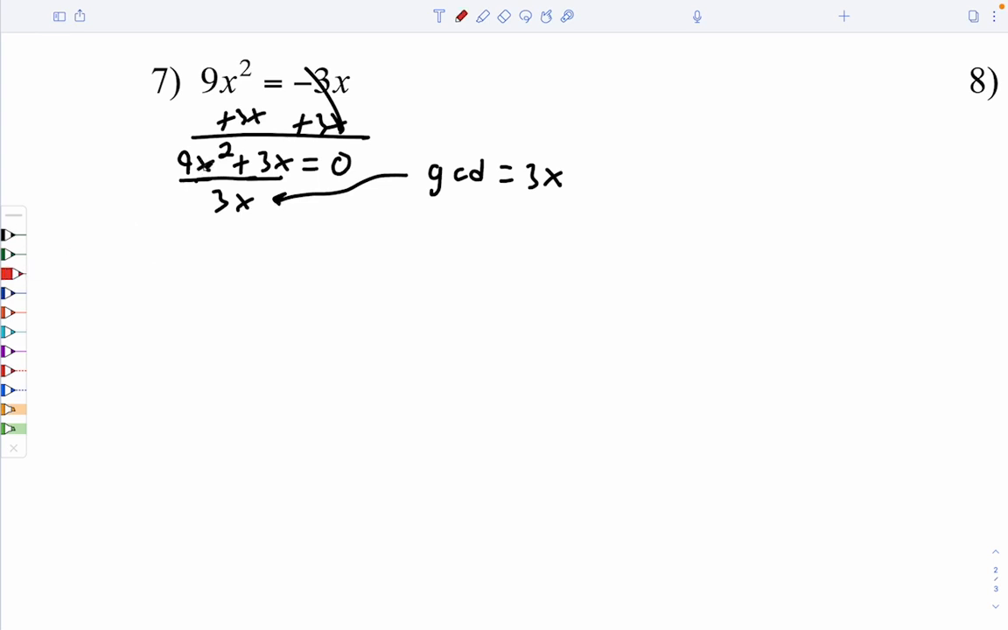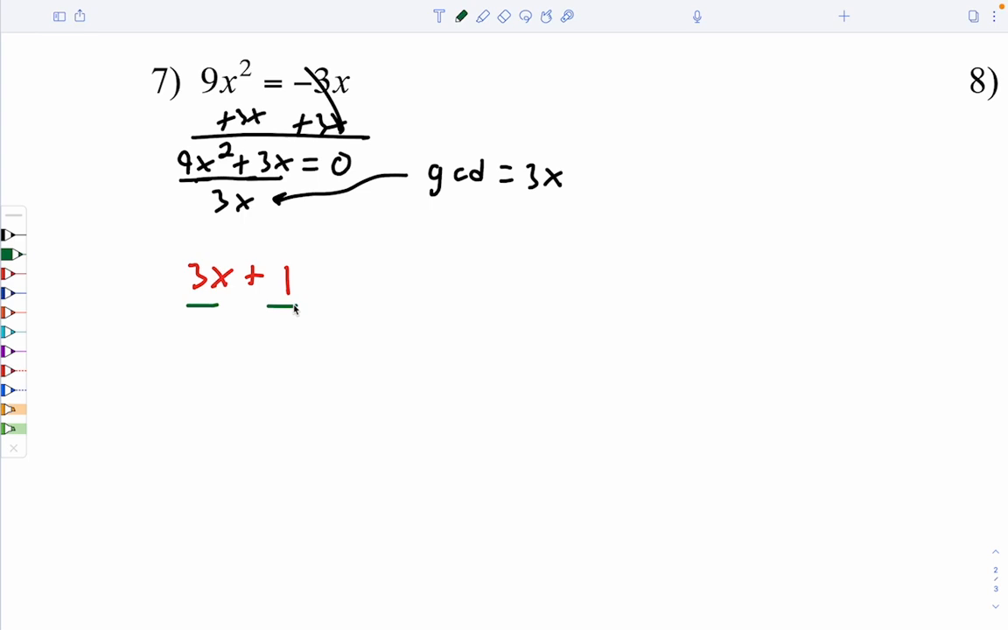Now 9x squared divided by 3x would make 3x. 9 divided by 3 makes 3. X squared, I have 2 x's. I divide one of them away. I've got 1x left. So 3x. And then plus 3x divided by 3x would be 1. 3 divided by 3 is 1. I have an x. I divide it away. No more x. So I divided out 3x. Now, how many terms are there?